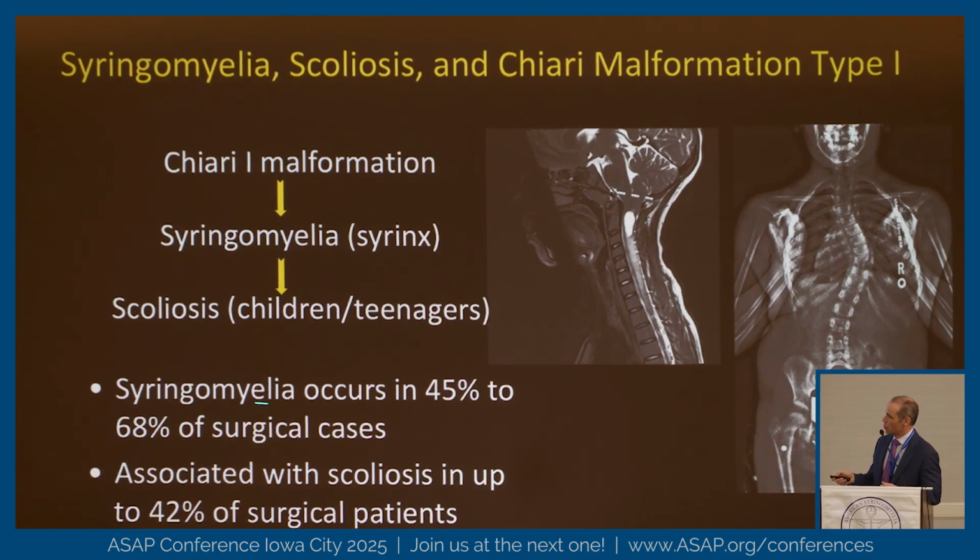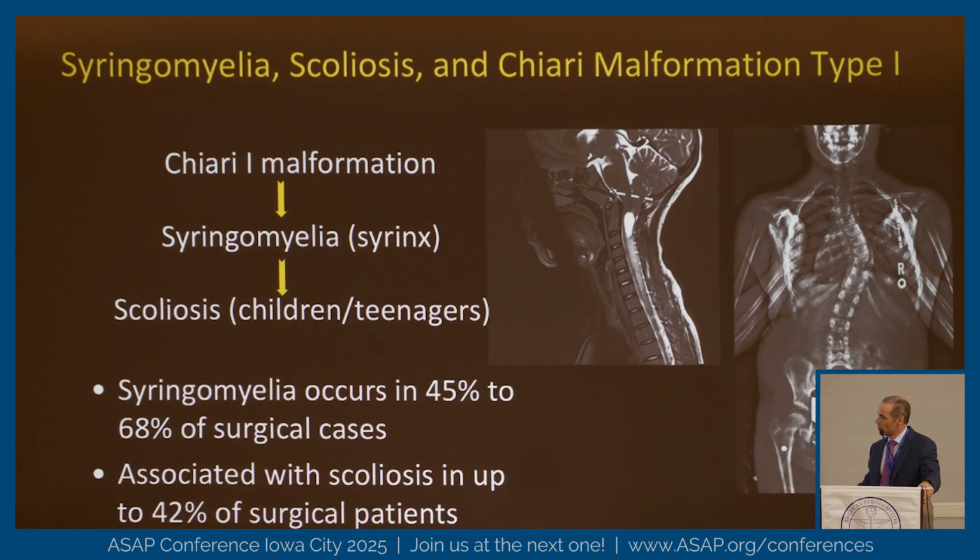Scoliosis, that is. Syringomyelia occurs in 45% to 68% of surgical cases. Okay, I state that because we really don't know over a large population of just Chiari malformation itself how often syrinx occurs. Probably a lot less. Okay, so these are symptomatic cases, and it varies. It just depends on referral patterns and such.